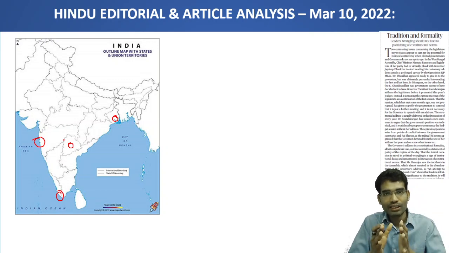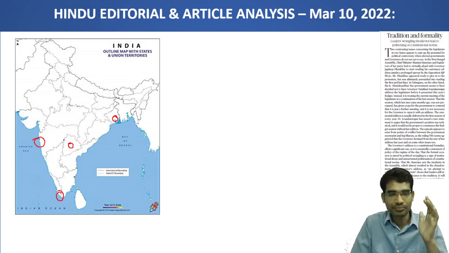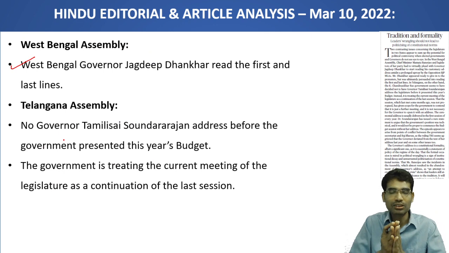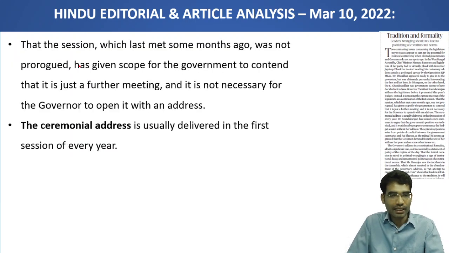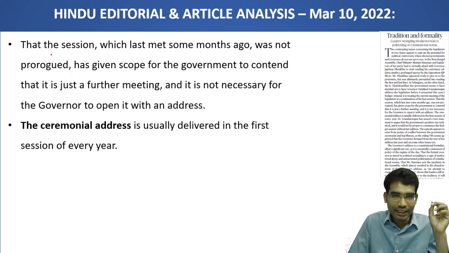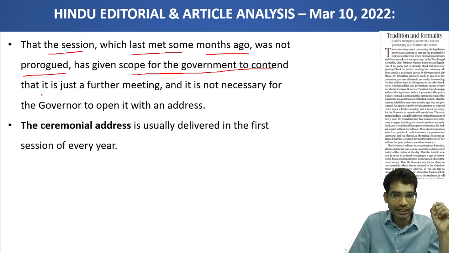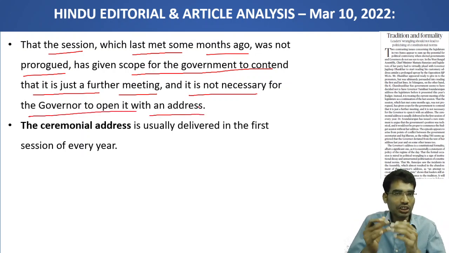The issue between the Governor and the elected state government has been in controversy since independence. Now these are the two latest examples of the tug of war between the Governor's office and the state executive. Here the issue is about West Bengal and Telangana. In the case of Telangana, the state government is saying that the session which last met some months ago was not prorogued, which has given scope for the government to contend that it is just a further meeting and it is not necessary for the Governor to open it with an address. Unless it is a new session, it is not required for the Governor to give an address.